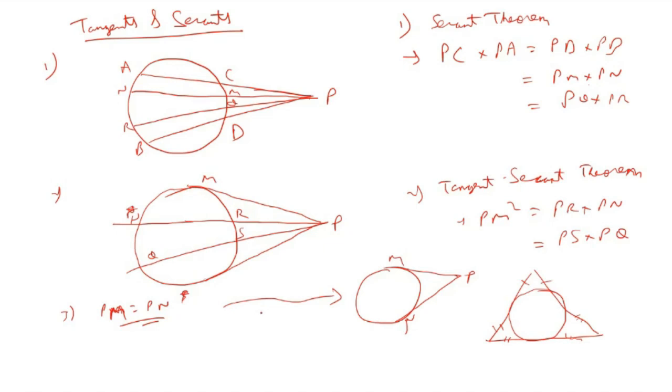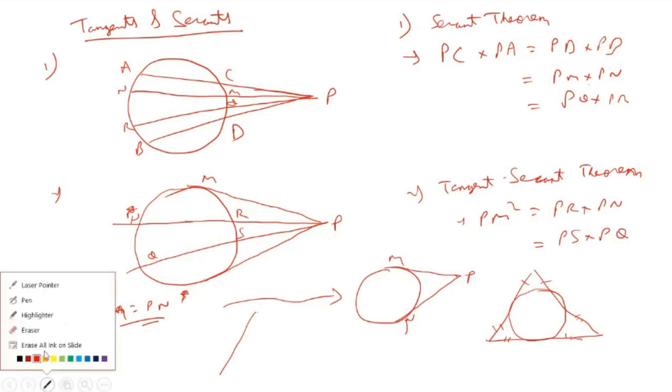Okay. Similarly, if you have even a circle outside of the triangle, let me just start on a new page. For example, if you have a scenario like this is a triangle. This is again a common setup that comes, which is this.